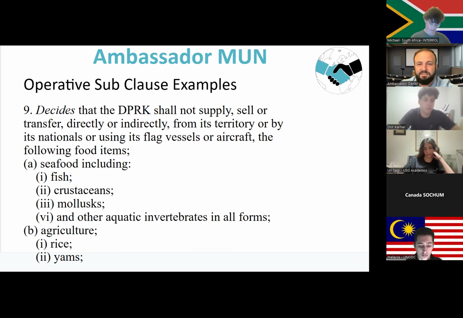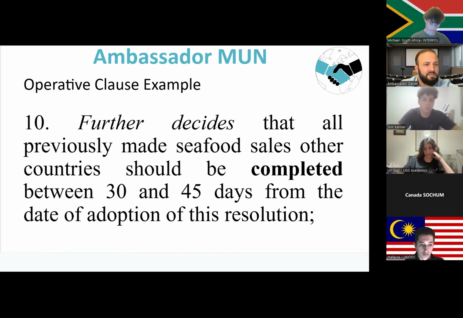Another example from that same resolution is, let's have Senegal dissect it. Please read. Further decides that all previously made seafood sales to other countries should be completed between 30 and 45 days from the date of adoption of this resolution. Excellent.